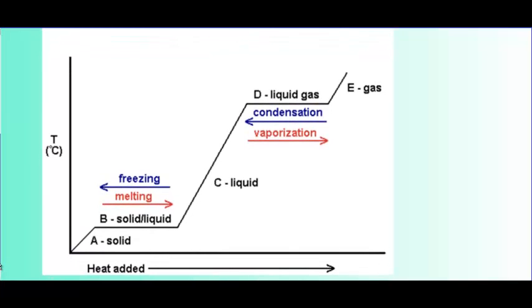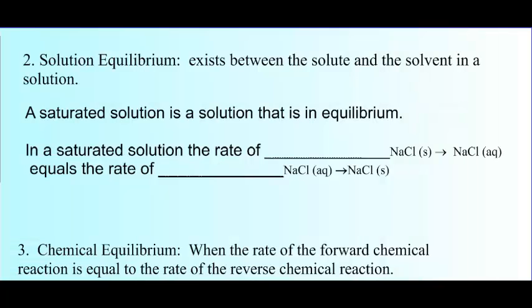So this curve that we've learned way back in our very first unit not only tells us where phase changes are occurring, it also tells us where we are in an equilibrium, where processes are occurring at the same rate. EQ for equilibrium.